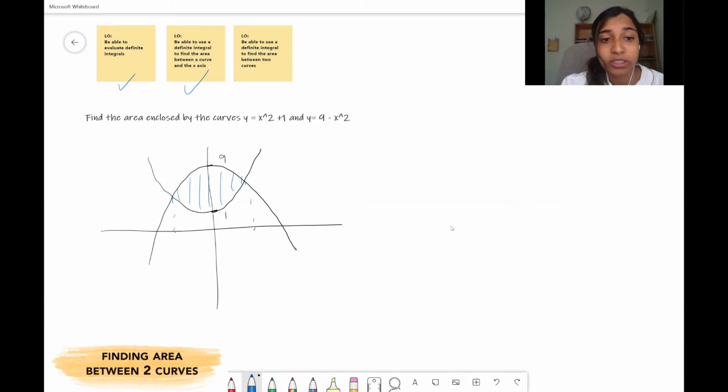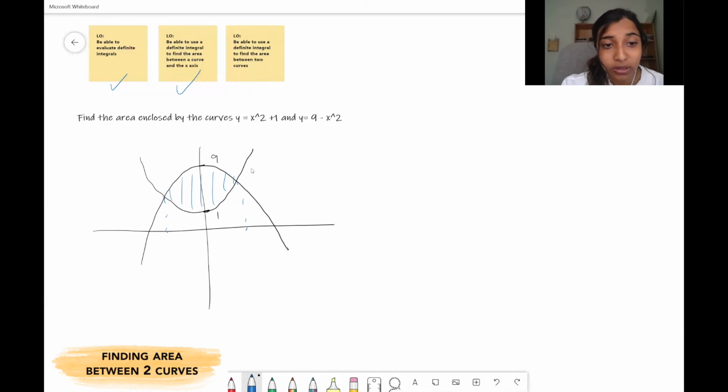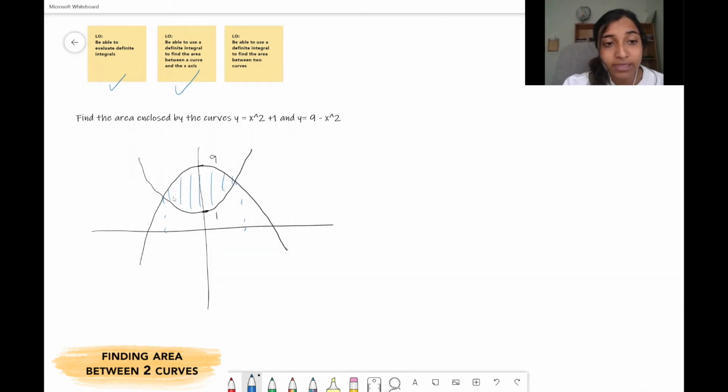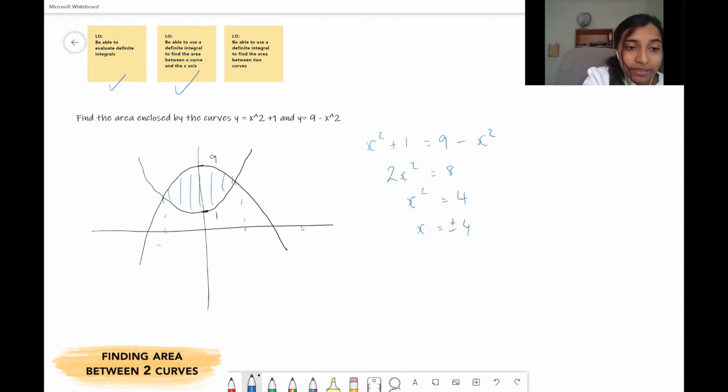the first thing we want to do is after this, we want to find out what these two x coordinate points are, as we'll need that for integration. So to do that, we can just find out where the two curves intersect. So where x squared plus 1 is equal to 9 minus x squared. So that would just be 2x squared is equal to 8, x squared is equal to 4, so then x is equal to plus or minus 2. So then we have this is equal to minus 2 and this is equal to 2.